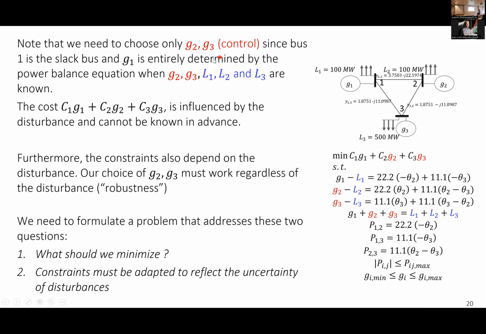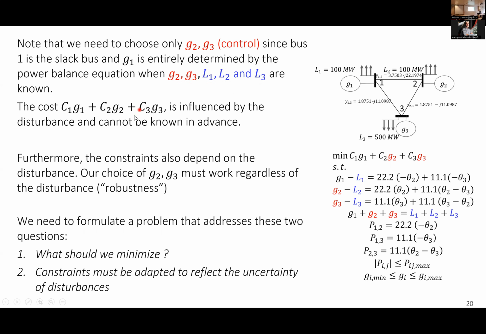So as we know from last week, we need to choose only G2, G3, because from the DC approximation, where we ignore all reactive power and losses, there will be power balance: G1 plus G2 plus G3 is equal to L1 plus L2 plus L3 here. So here we assume that we have, in some sense, a game where we have to choose G2, G3, and nature, or the disturbance, will choose L1, L2, L3 here.